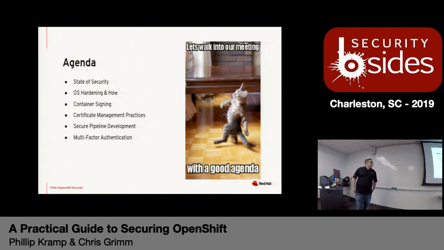All right, today we're going to talk about kind of the overall state of security, how to harden your OS, which is kind of the first primary. Hopefully most people are familiar with that, so we can skip through that pretty quickly. Then why you want to do container signing, certificate management, how OpenShift handles that, using your secure pipeline to build a better image and limit things running in production, and then multi-factor authentication.